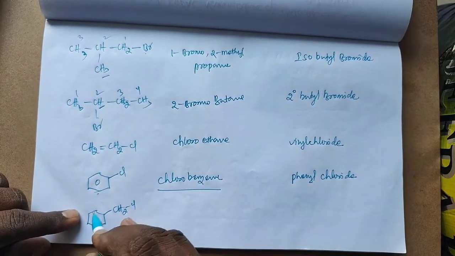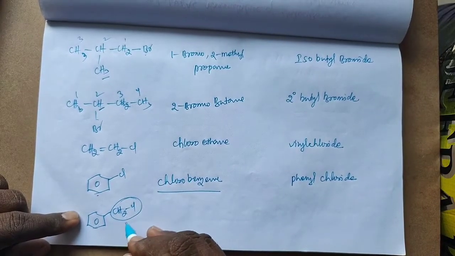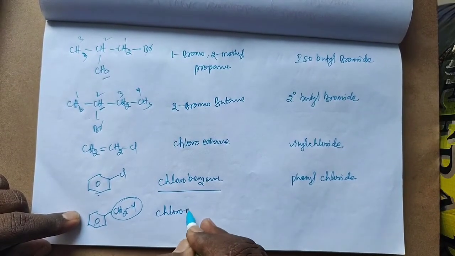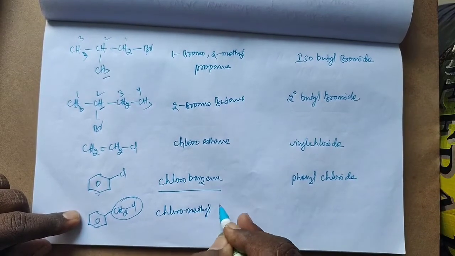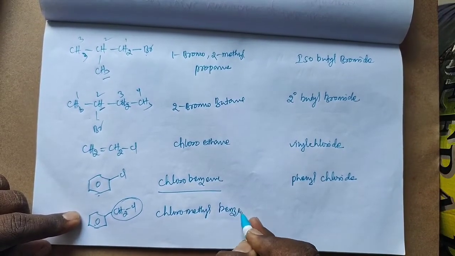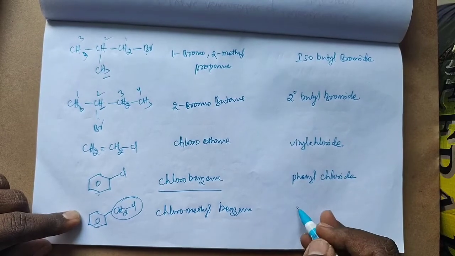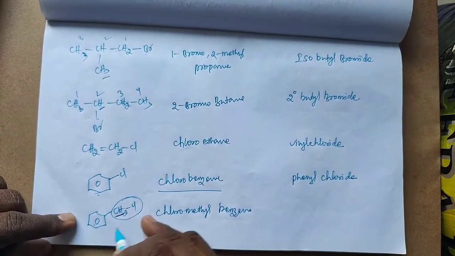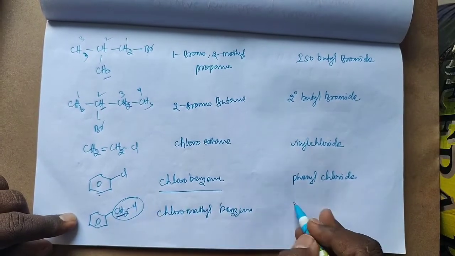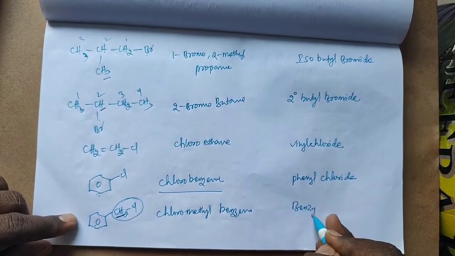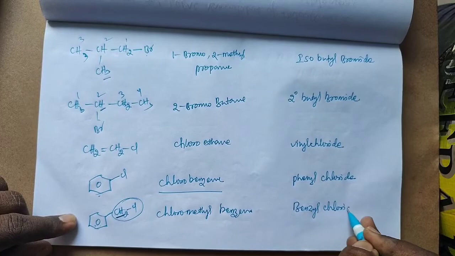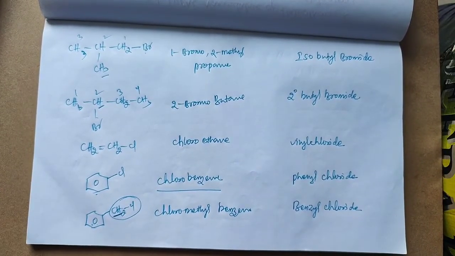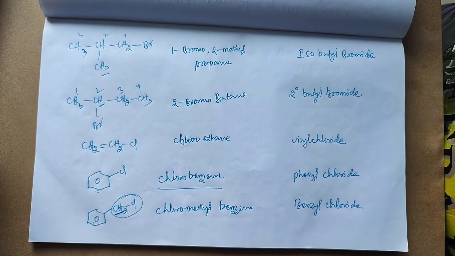Also take another example: C6H5CH2Cl. This is chloromethyl benzene. Commonly, what is the position? Benzyl position, benzylic position. So we call it benzyl chloride. So this is the nomenclature of haloalkanes and haloarenes.